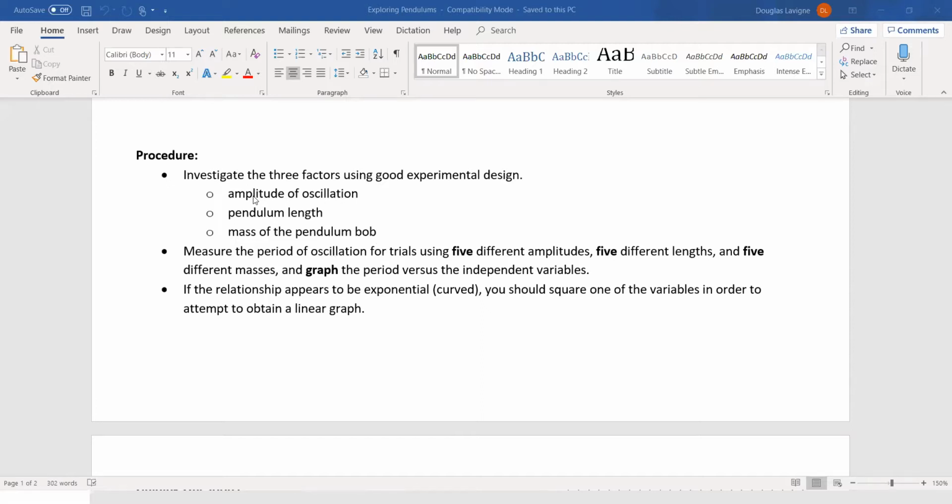You're going to check the amplitude of oscillation, the pendulum length, and the mass of the pendulum bob. So 3 things that we're going to change while we are doing this lab. We're going to change the amplitude. Amplitude just means how far back you're starting your pendulum. Are you starting it where it's almost at rest position, or are you starting it back several inches, or starting it back all the way at 90 degrees out? Amplitude. Next, pendulum length. That's the length of the string of the pendulum. And then last is the mass of the pendulum bob.